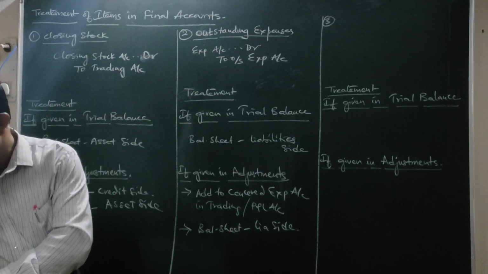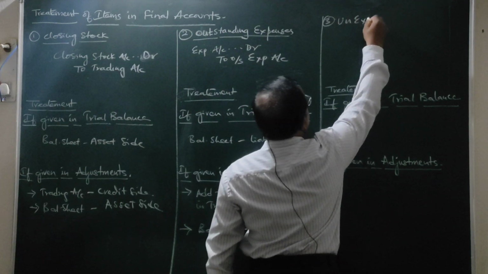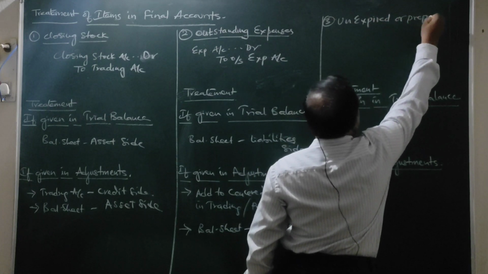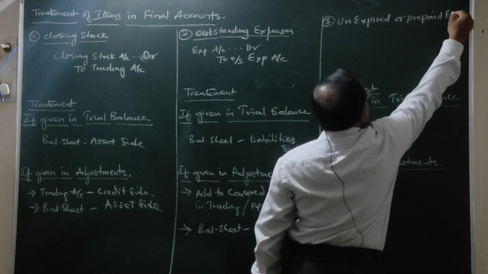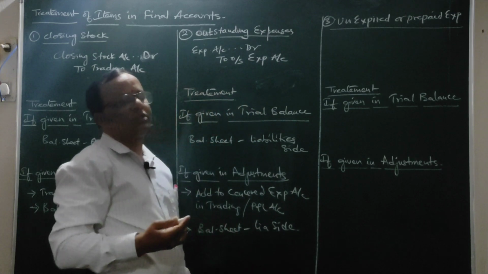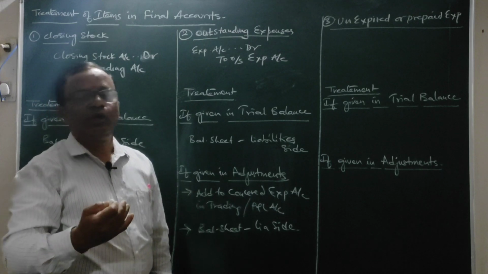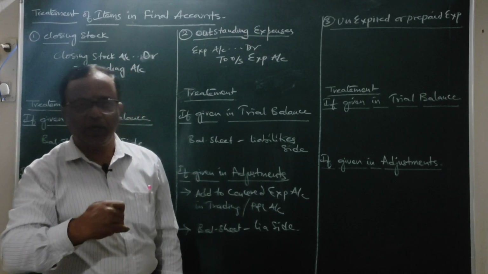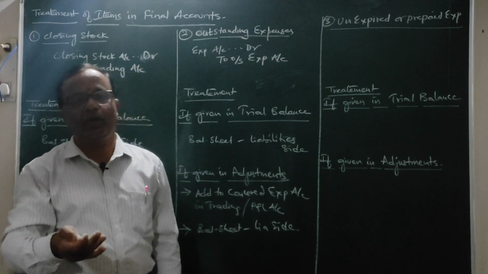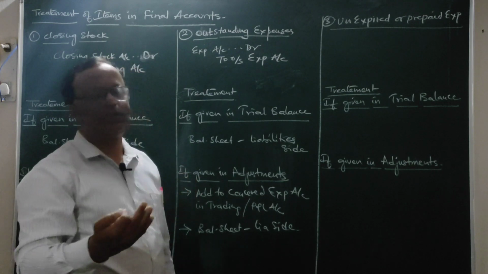Now similarly, let's take unexpired or prepaid expense. This is the third item. Simply understand, prepaid or unexpired expense is nothing but expenditure paid in advance. That means you have paid that expense for the next year now only. It is a prepaid expense, expenditure paid in advance. So if you have paid expenditure in advance, it is purely an asset till the next year comes. So prepaid expense is an asset.